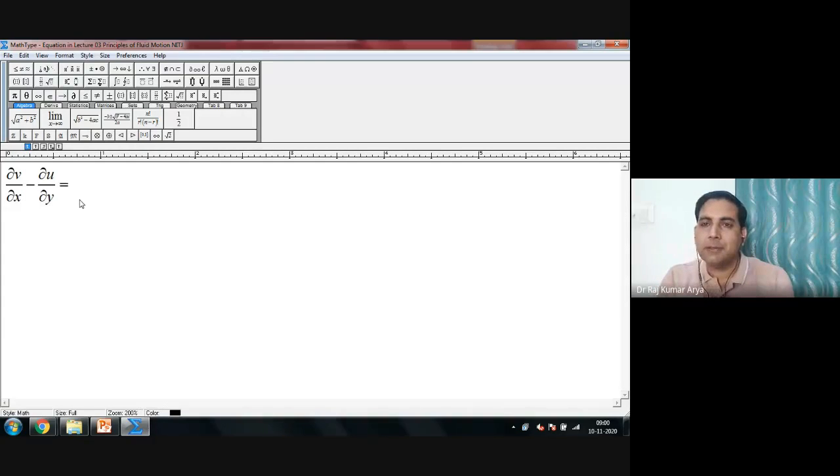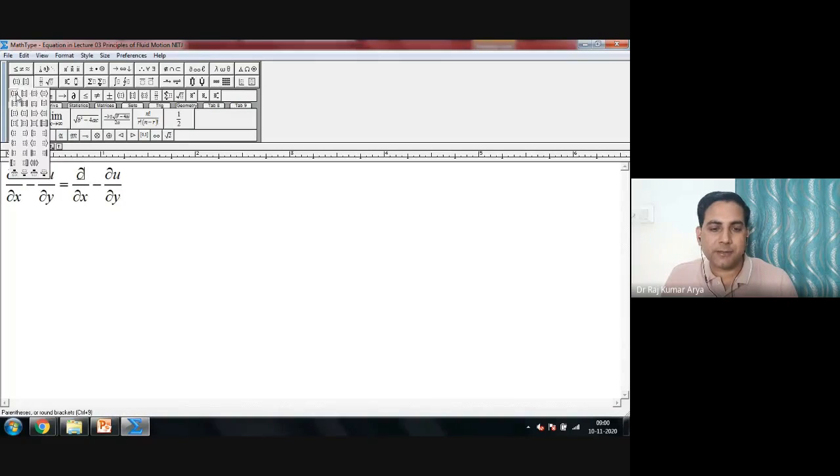You have the expression of U and V in terms of velocity potential also. You have the expression of U and V in terms of stream function also. Let's do one by one. So let's say we want to satisfy it from stream function. What do we have for stream function? Can you tell what should be the expression of V in terms of stream function?